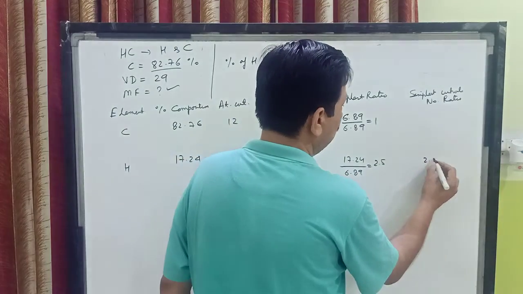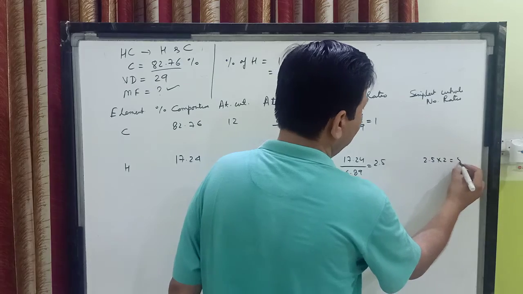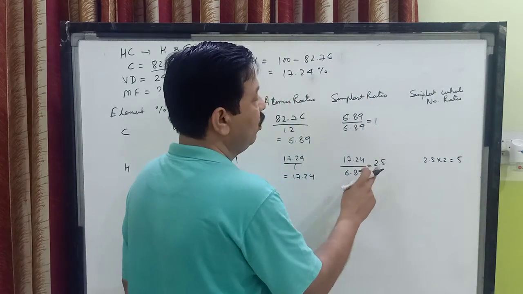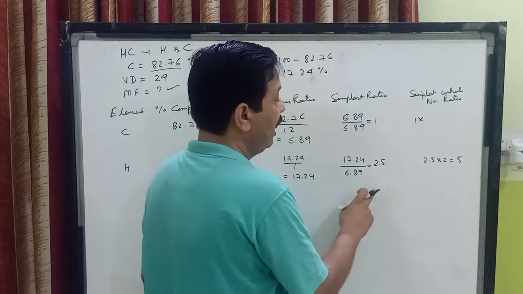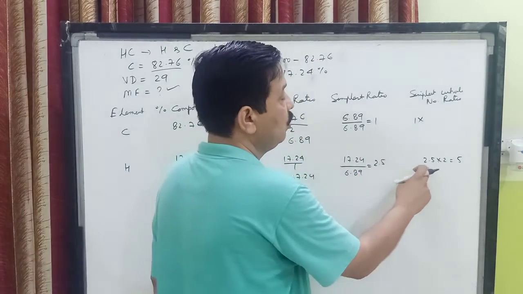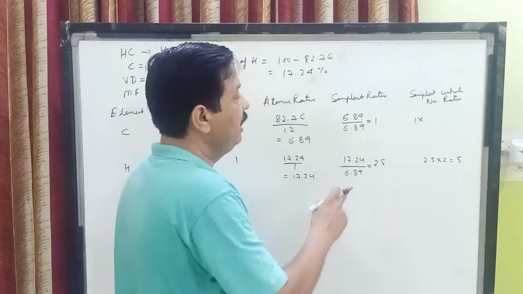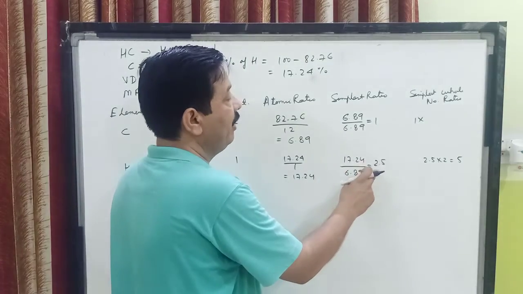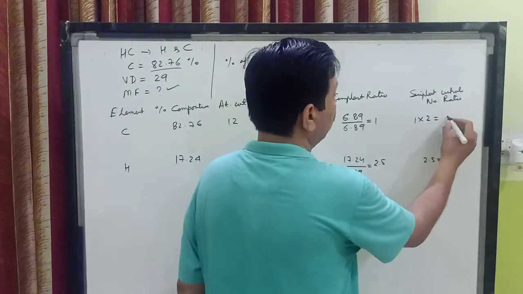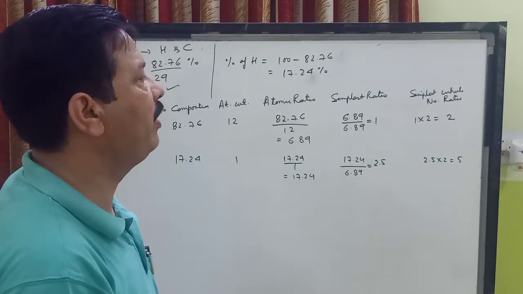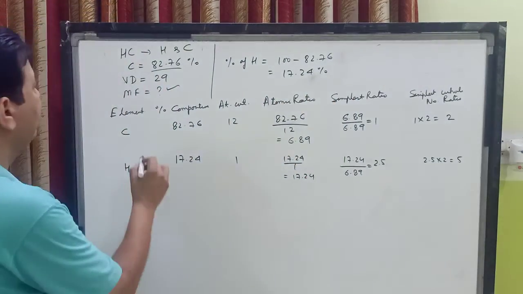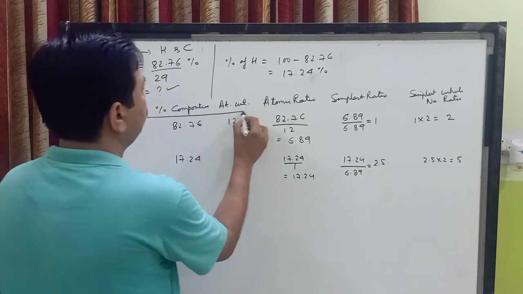So if I divide 2.5 by 2, I get 5, but I cannot divide only this value. I have to multiply this value. So what I have done, I have multiplied this value by 2 to make it a whole number. In the same way, whatever I multiply this value by, I have to multiply the other value also by the same value. Now children, we have got the simplest whole number ratio.